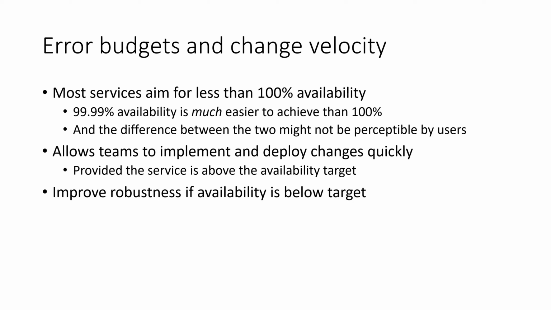So Google defines error budgets for applications, and as long as teams are within the error budget, they are free to deploy changes. This allows applications to evolve quickly. And when an application is experiencing many failures and goes below the error budget, then the developers have to stop pushing new changes and work on improving the robustness and the availability of their application.